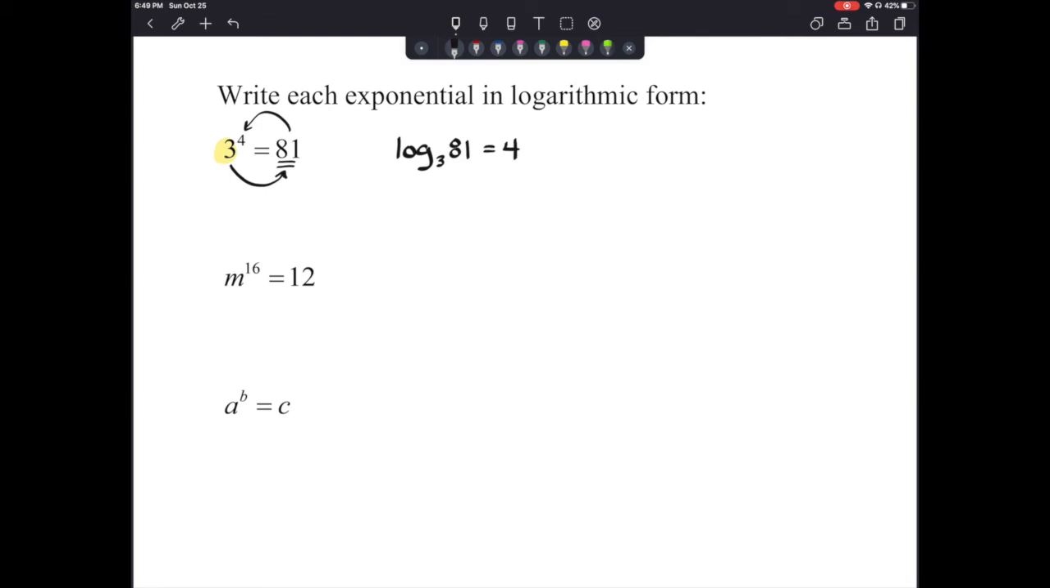Same thing, next one. m to the 16th power equals 12. We're going to say log. Our base is m, that's going here. So log base m of our output, 12, is going to equal our exponent, which is 16. And then the last one, we've got log base a of c is going to equal b. Hopefully you got that there. So again, you can still use that around the world thing to help you get it.